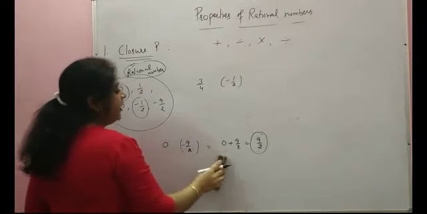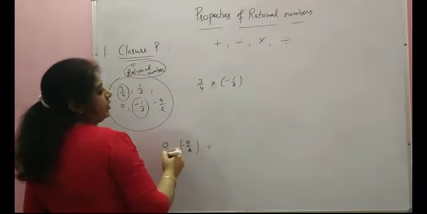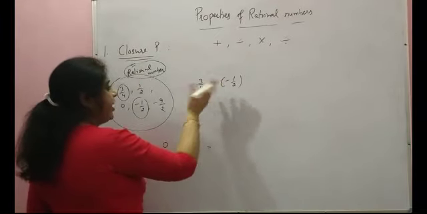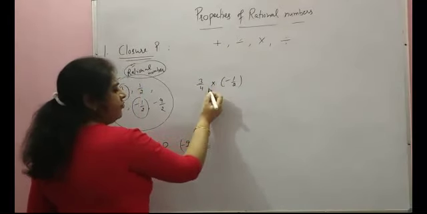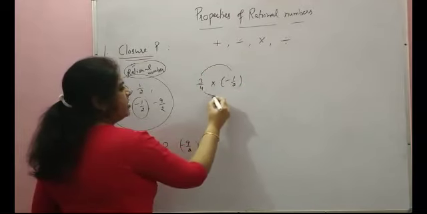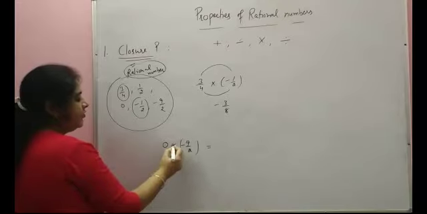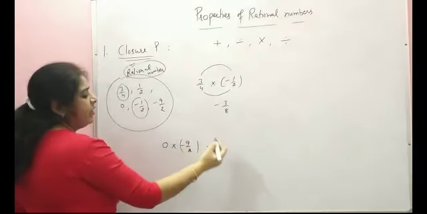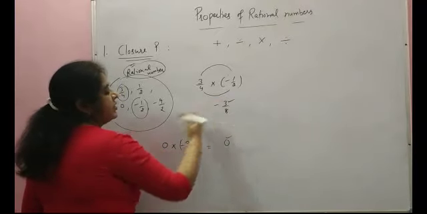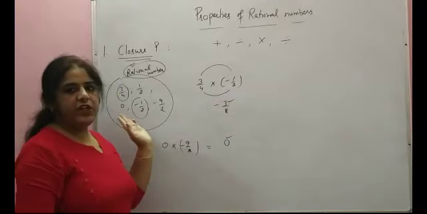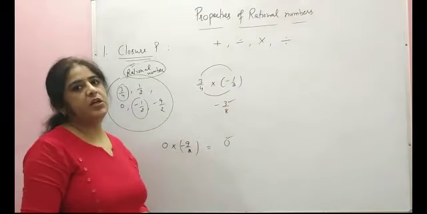If we apply the multiply operation, it means we are multiplying. Our order can be any, whether we keep it at first or at second. So if we are multiplying, multiply this to this and this to this, the answer would be minus 3 by 8. And if we multiply these two, 0 multiplied with any number gives the answer 0. This is a rational number. This is a rational number. It means if we are multiplying any two rational numbers, the answer will always be a rational number.